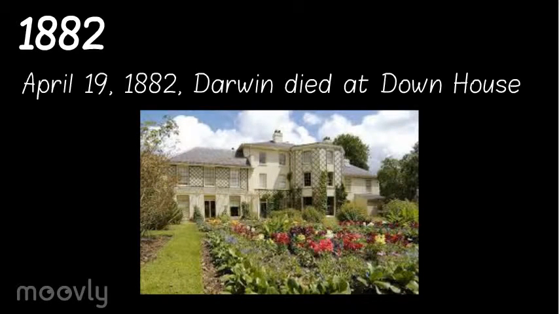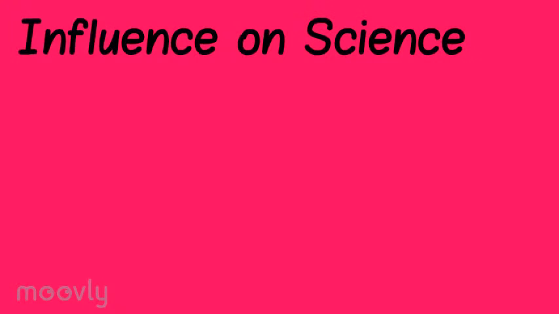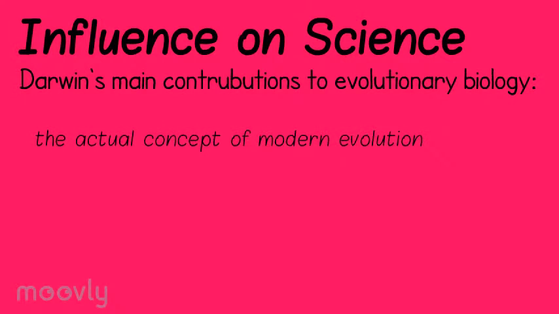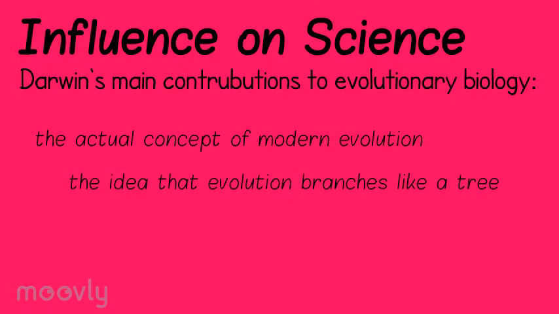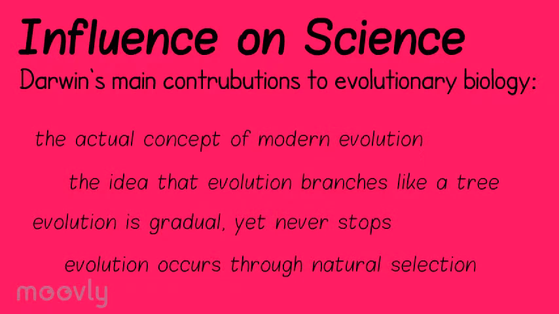Sadly, in 1882, Darwin died at Down House, his family home. He was buried at Westminster Abbey, London, a famous burial site. Darwin had a huge impact on our view of life and our place as humans in nature. He is credited with founding evolutionary biology, and his main contributions to this field were the actual concept of modern evolution, the idea that evolution branches like a tree, that evolution is gradual yet never actually stops, and that evolution occurs through the process of natural selection.